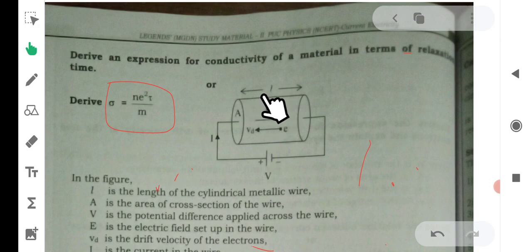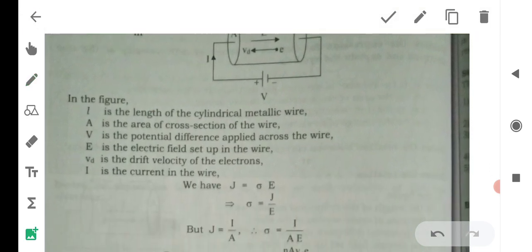In the diagram, again the same thing is there, this is L. L means length of the cylindrical wire, A means area of cross section of the wire, E means electric field set up in the wire, I means current flowing through the wire, Vd means drift velocity, and V means potential difference applied across the ends of the conductor. Now we discuss how to derive the above formula.